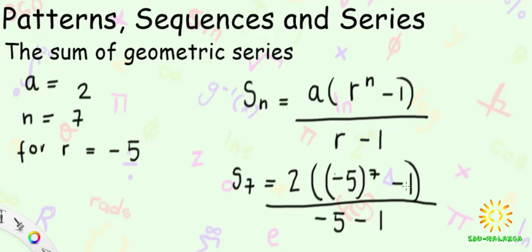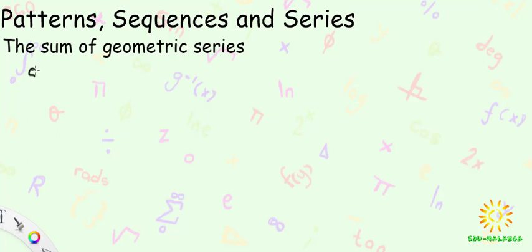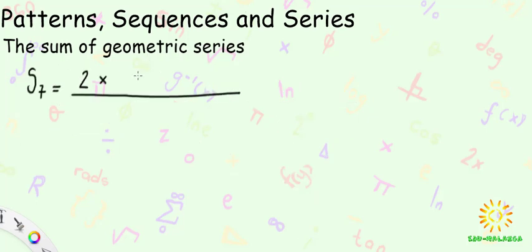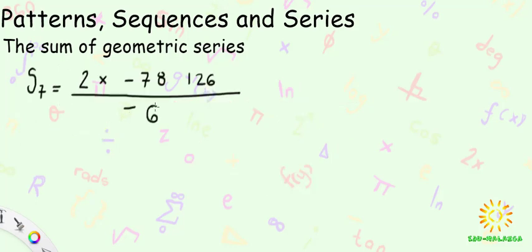We'll start by simplifying what's in the brackets over here. Again, use your calculator to do this. I'm going to rewrite everything in the next page and simplify this expression. S7 is equal to 2 times, and we're going to use our calculator to simplify what's in these brackets. That's equal to negative 78,126, and that's divided by negative 5 minus 1, which is equal to negative 6.